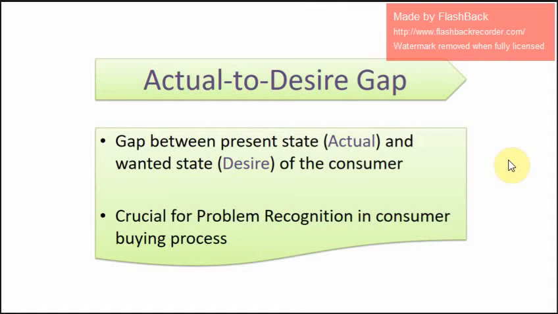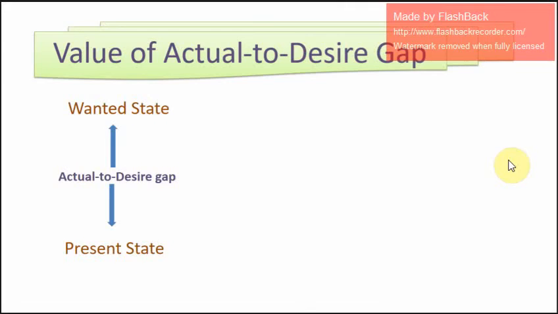This gap is actually between the present state and the wanted state of the consumer, and unless a consumer recognizes that there is a problem in his or her way of living life, a consumer will not really start the consumer decision making process. In pictorial form, we can depict it like this: there is a present state from which the consumer wants to go to a wanted state, and this gap between the present state and the wanted state is called the actual to desire gap.